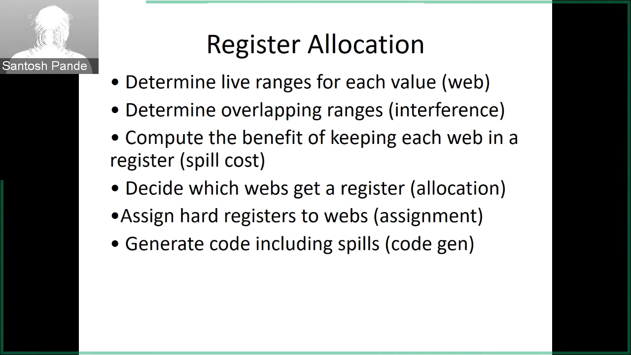And that is what will be done by the graph coloring algorithm, which we saw a little bit of an illustration of. We'll also look at the details of the algorithm, which is called the graph coloring algorithm for register allocation, which uses spill cost and all these things and makes a decision of which web gets a register and which one doesn't. And then after that, the register assignment is done.